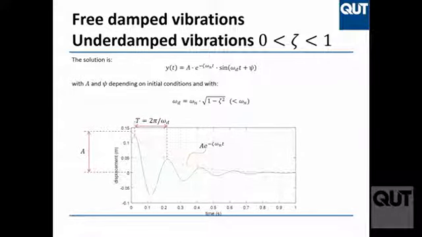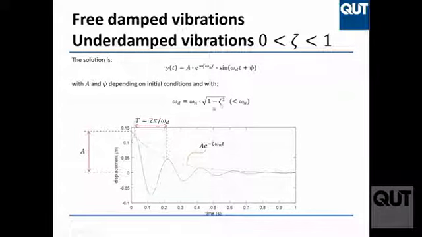Good. What about the frequency? What about omega d? Why is that omega d and not omega n? Omega d is slightly affected by the damping, so it's not omega n anymore here. The frequency is not omega n anymore. It's called omega d, or damped natural frequency. And it's omega n times the square root of 1 minus zeta squared.